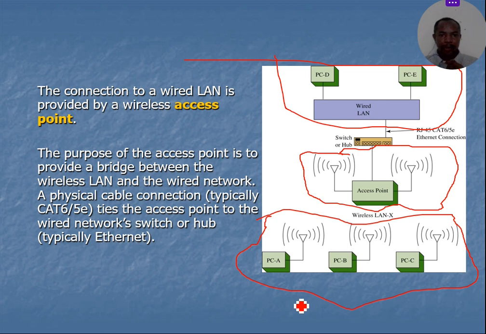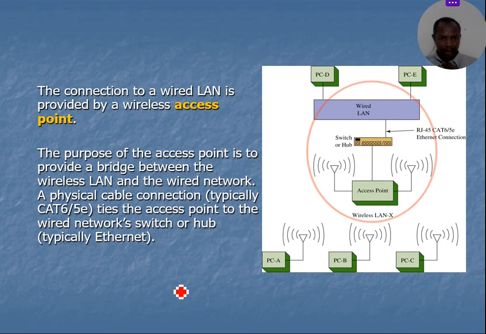So that's it. The purpose of the access point is to provide a bridge between the wireless LAN and the wired network. We already established that. Now, the physical cable connection we normally use to connect the access point to the switch or hub, and from the switch or hub to the wall plate of the wired network, is usually the RJ45 Cat 6 and Cat 5E. That's the cable we normally use. Is that okay?